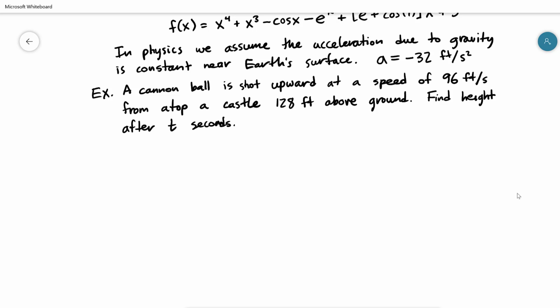And later on, maybe we can answer some other questions. So basically, I'm looking for h of t. From acceleration, I should be able to take the antiderivative and get velocity. And from velocity, I should be able to take the antiderivative and get position, which we're calling height in this case. So this is the path that I want to go through.